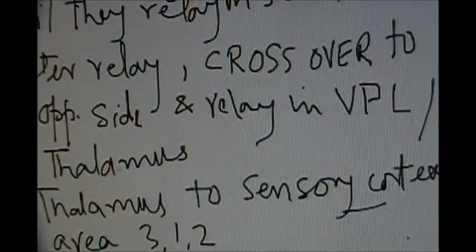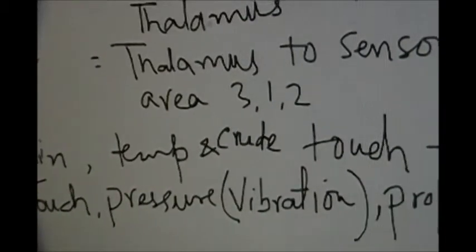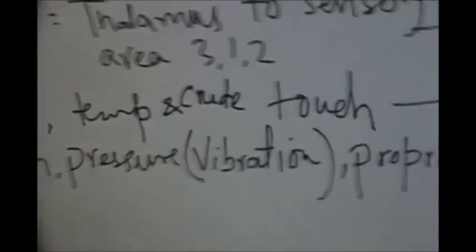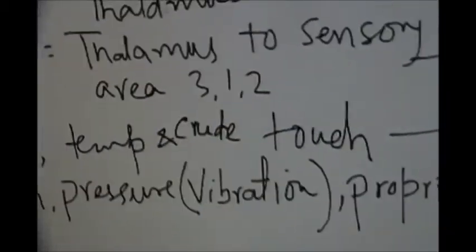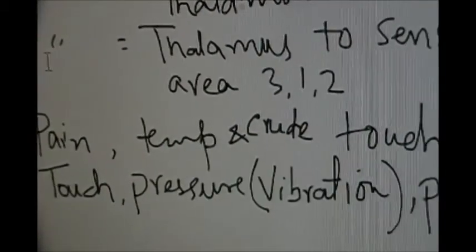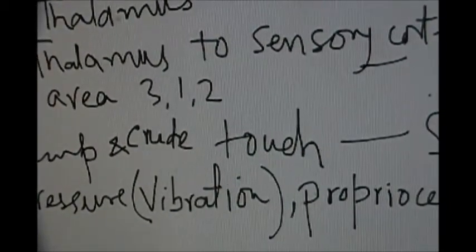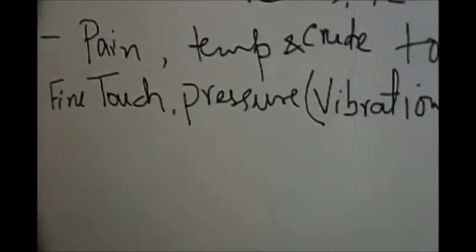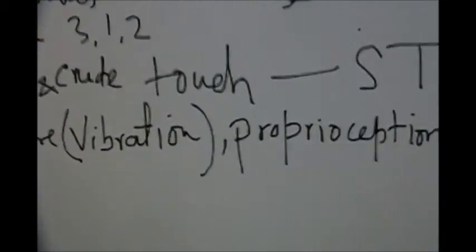And the third order neuron from the thalamus goes to areas 3, 1, 2. The two types of ascending fibers are the spinothalamic tract and the dorsal column. What type of fiber does the spinothalamic tract carry? They carry pain, temperature, crude touch, and firm pressure. What sensation do the dorsal column fibers, or the posterior column, carry? They carry fine touch, pressure, vibration, and proprioception.